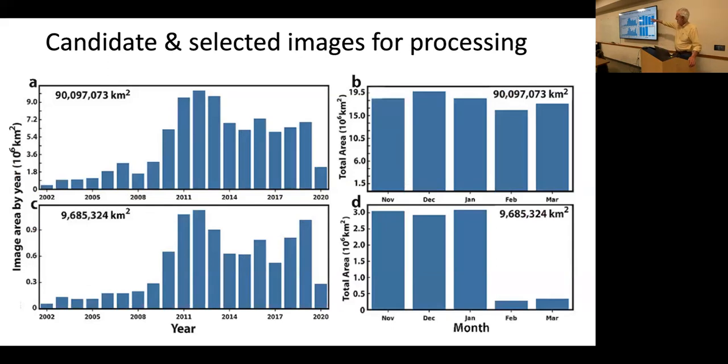So we started off with 90 million square kilometers of data, and then we down selected to just under 10 million square kilometers of data for our study area.